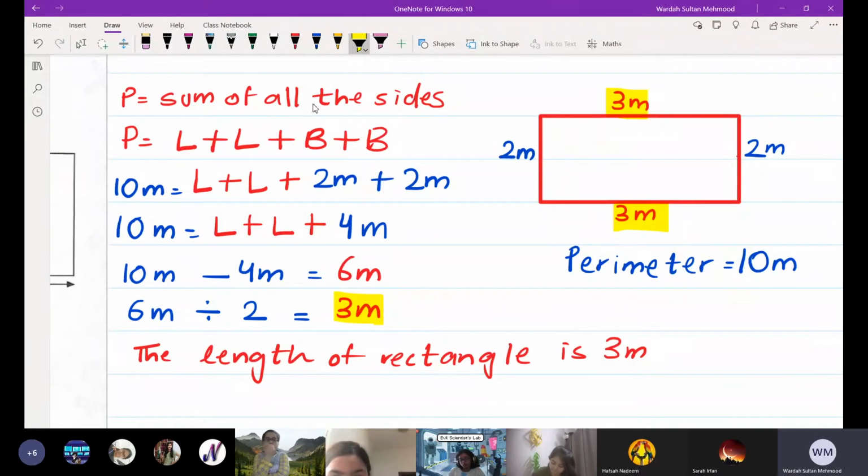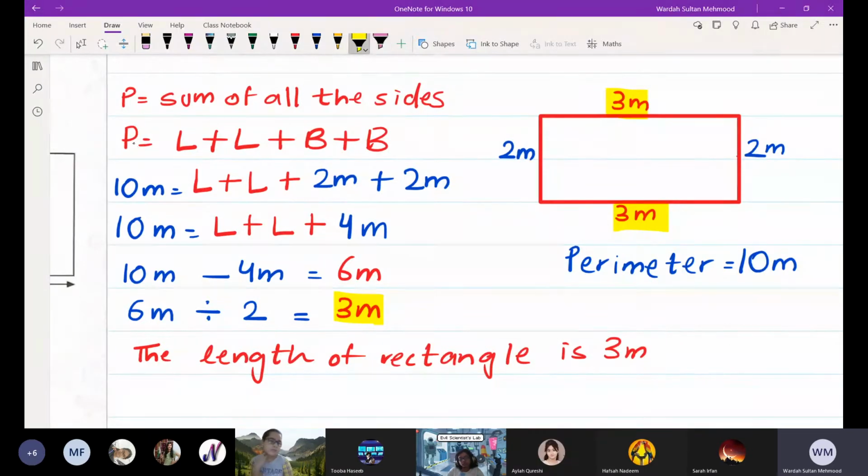Okay, perimeter means sum of all the sides. This is the first step you're going to write. Then, what is the perimeter for the rectangle? It is length plus breadth, twice, because we have 2 lengths and 2 breadths. Then, after writing this, whatever values you have, you're going to put them inside. If you have the value for the length, meaning the longer side, you would write it instead of L. If you have the value for the shorter side, you would write it instead of B.